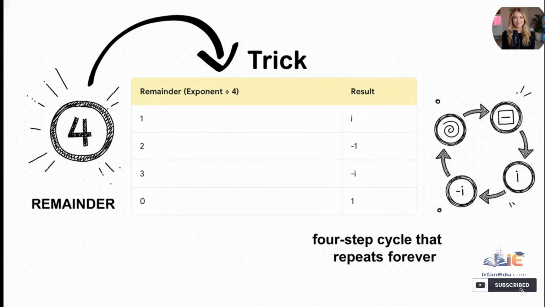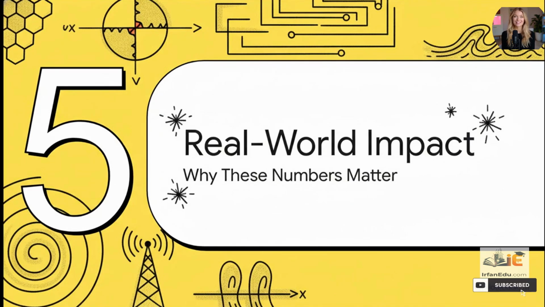It repeats forever. So you might be thinking, okay, this is a neat math trick, but why does any of it actually matter? Well, it turns out these imaginary numbers are the perfect language for describing all sorts of real-world stuff. They're all over electrical engineering, signal processing for your phone and Wi-Fi, and even deep in quantum mechanics. They're not just some math curiosity, they're a fundamental tool for how we understand the world.